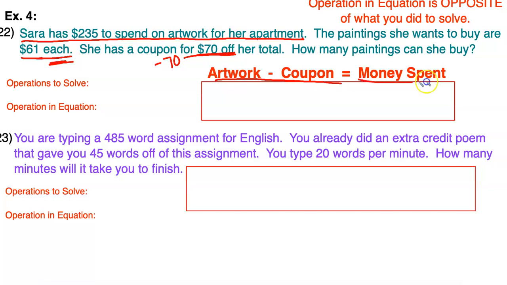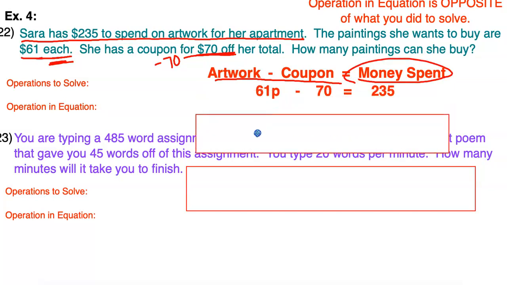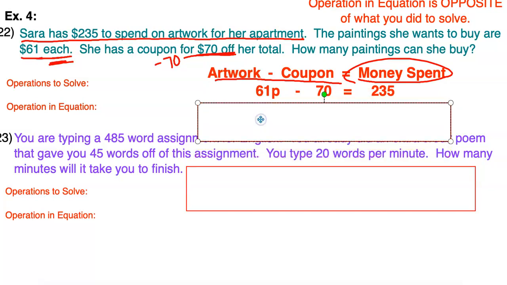And then that's going to be our money that's spent. When we set this particular problem up, we have $61 that we have to pay. Remember, it said for each painting. So we have 61 times each of the paintings. We're going to subtract that $70 coupon, and we want that to equal $235. We definitely don't want it to go over that, because then she wouldn't have enough money.